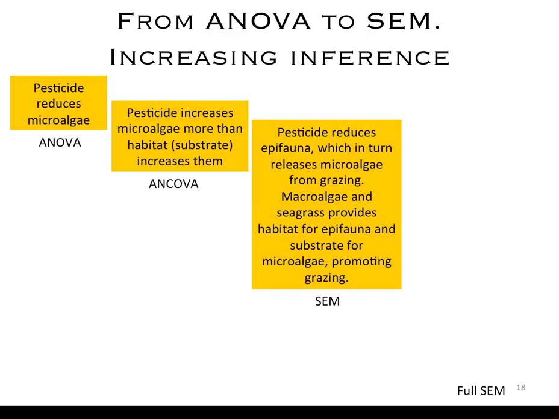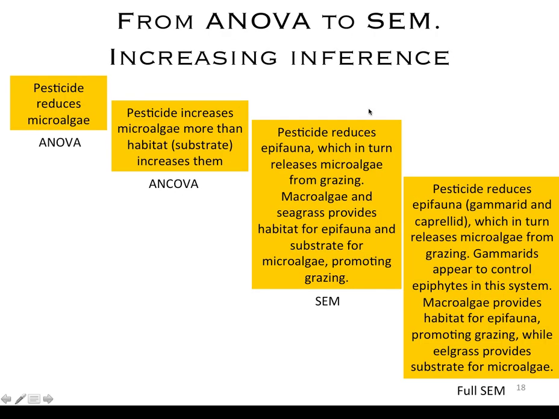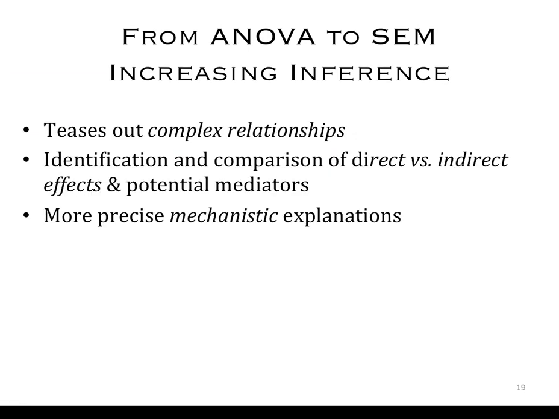All right. So really the key here is that you just gain substantially more information about this system when you move into an SEM framework, and particularly with this full SEM, than you would with a bunch of ANOVA and ANCOVA tables. You learn much more about the mechanisms driving what's actually going on. So you're getting this increasing inference. You can tease out complex relationships, identify and compare direct versus indirect effects. What are the potential mediators of certain impacts? And get more precise mechanistic explanations.